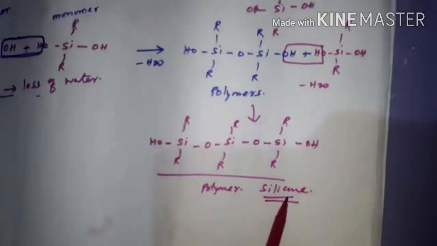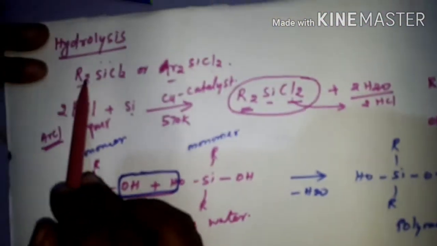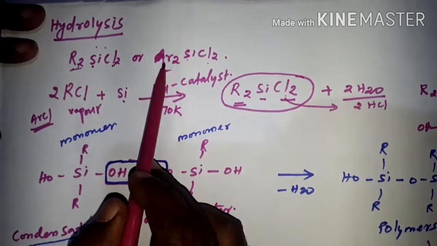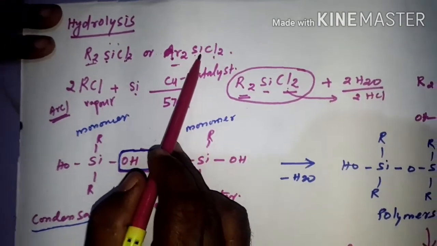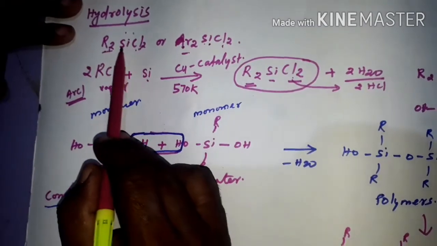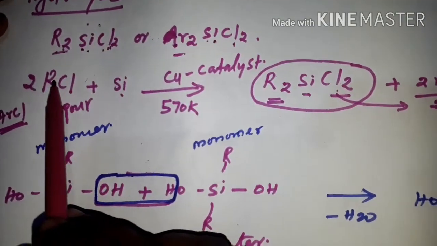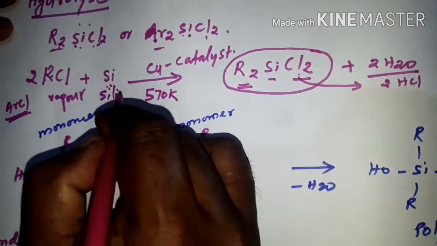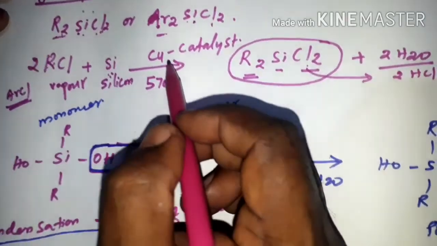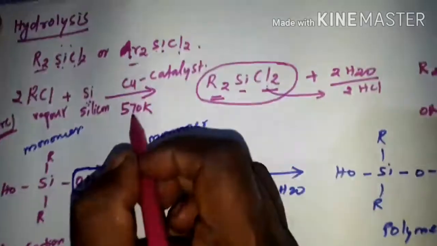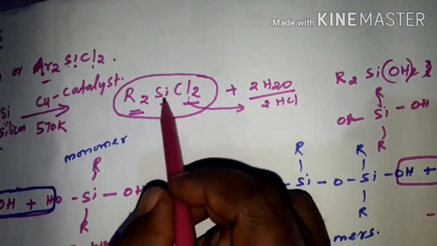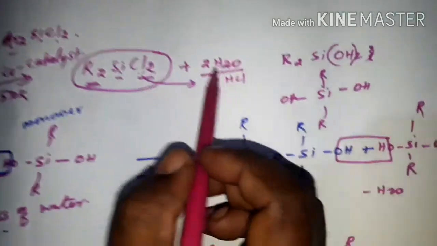So we are preparing the silicone by the hydrolysis of R2SiCl2, that is dialkyl dichlorosilanes or diaryl dichlorosilanes. Okay. To prepare this dialkyl dichlorosilane, take the vapor of RCl and pass it on Si, that is silicon, in the presence of copper as the catalyst. The temperature will be 500 Kelvin. We are getting the product dialkyl dichlorosilane. Then do the hydrolysis by adding water.